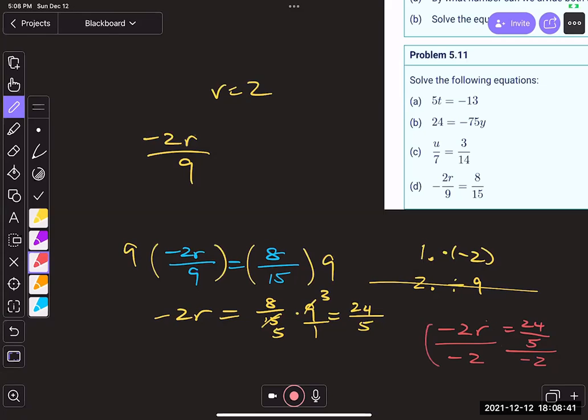r on the left side alone, right? Because -2r divided by -2 gives us just r. So now we have r equals 24 over 5 divided by -2. That's the exact same thing as 24 over 5 times -1 over 2, or 1 over -2. Well, how do we do this then?